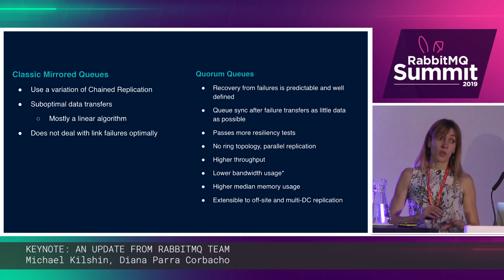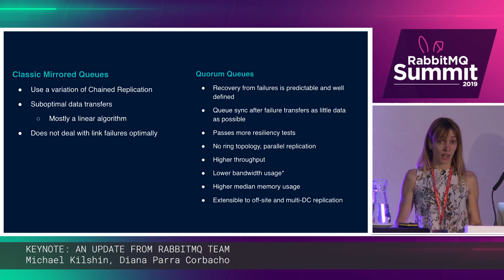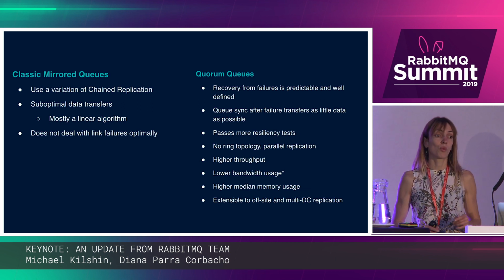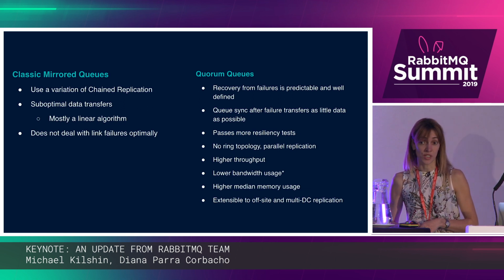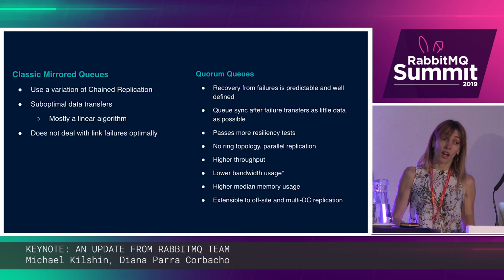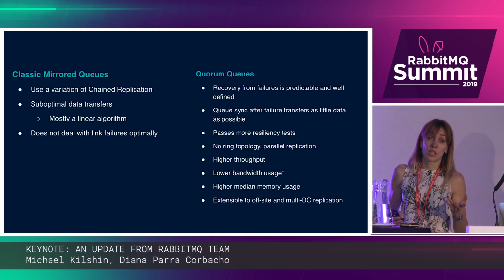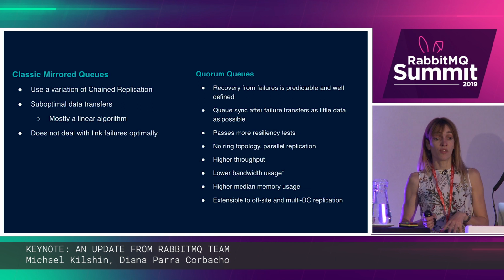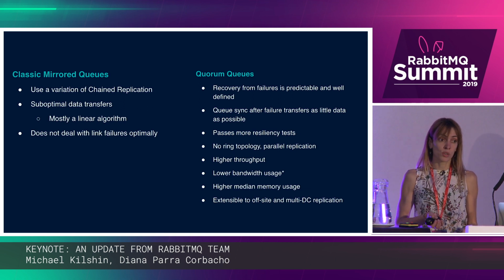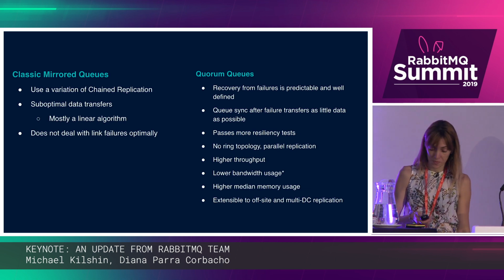There is no ring topology anymore. The replication of the messages between queues is made in parallel, so it's way faster. We have already achieved a higher throughput than with mirror queues in this first implementation. On the other hand, it will take more memory because all the data is kept in memory and on disk. So there are some trade-offs. The good thing is, given the reliability of the protocol, it's way more suited to multi-DC replication. That is something we may see in the future.